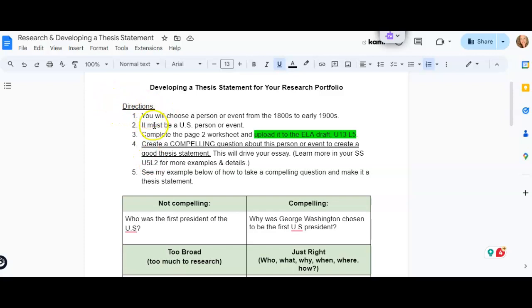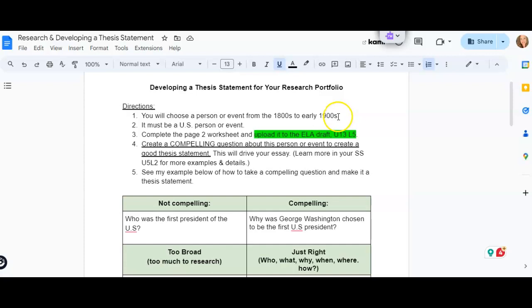This is directions. You will choose a person or event from the 1800s to the early 1900s. Don't go beyond 1940. Okay, I want the early part of the 1900s. It must be a U.S. person or event, and it has to be someone that contributed to change U.S. history. Okay, it has to relate to changing the history. It's someone who was in our history textbook, someone that you read about, not just an inventor.